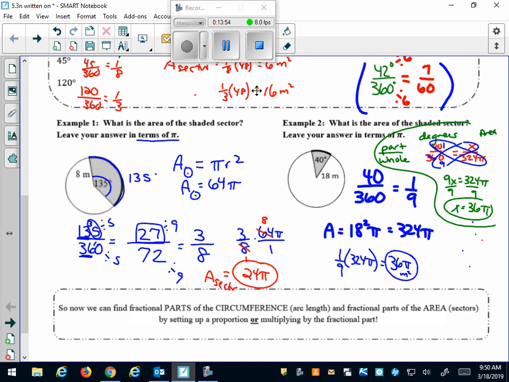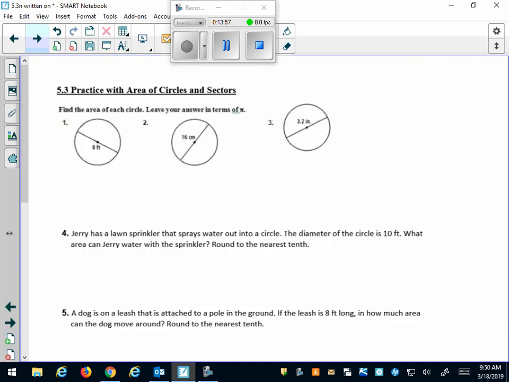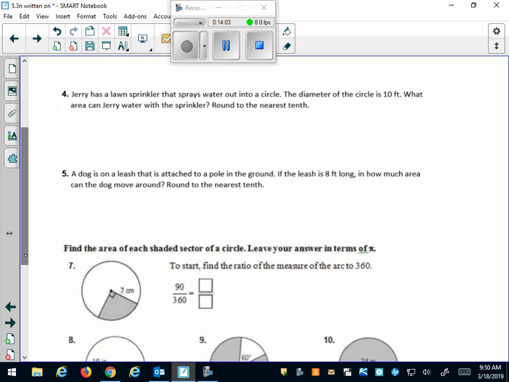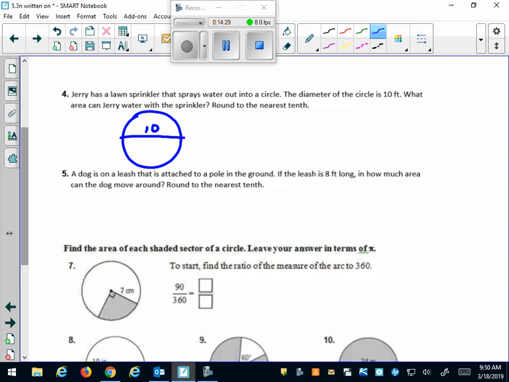Okay, we're not going to do the whole back of this, but I do want to point out a couple of things. The first ones are just practicing finding area. But these two word problems here, Jerry has a lawn sprinkler that sprays water out into a circle. You guys seen these sprinklers before? They usually click around and then switch back and click around. So sometimes they just go a sector of a circle. Sometimes they can go all the way around. This one is set to go all the way around. The diameter of the circle that it sprays is 10, so 10 feet. So how much area can they cover? So this is literally just finding the area of a circle.